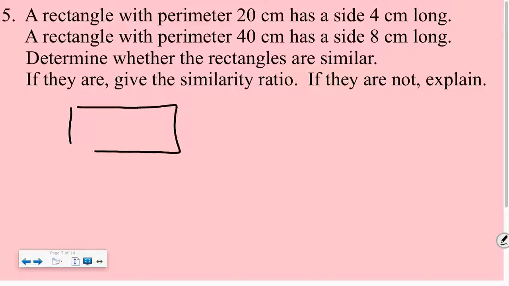A rectangle with a perimeter of 20 has a side length of 4 centimeters. If the right side's 4, what's the left side? 4. Good. And how would you find the perimeter of any polygon? Add all the sides up. So what's 4 plus 4? 8. So 20 take away 8 leaves 12, divided by 2 because the top and bottom are equal. 6 and 6.